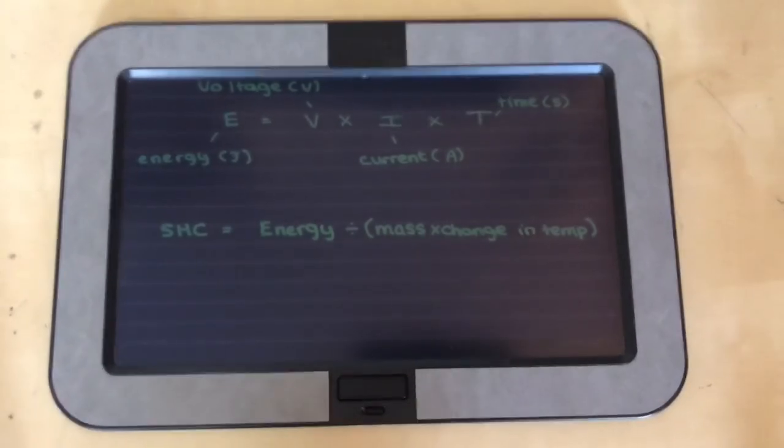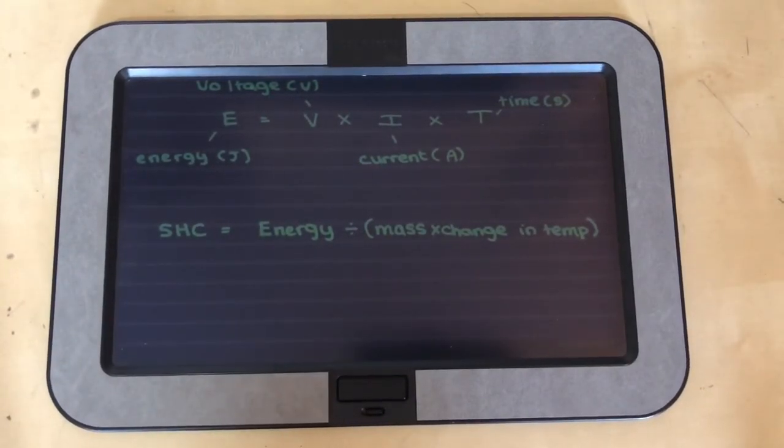To find the specific heat capacity, we use these two equations. First, we find the total energy conducted by multiplying the voltage, shown on the voltmeter, by the current, shown on the ammeter, by the time, which is 600 seconds since we did it for 10 minutes. We then divide the energy by the mass of the block multiplied by the change in temperature, so the final temperature minus the initial temperature. Your final value will be the specific heat capacity of the material of the block. The unit for this is joules per kilogram per degree Celsius.